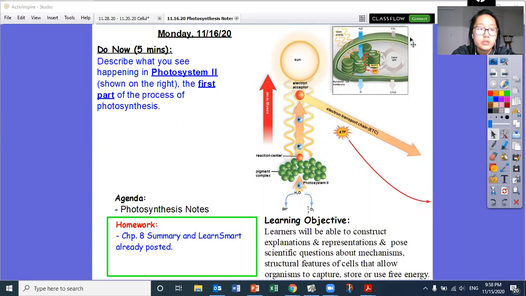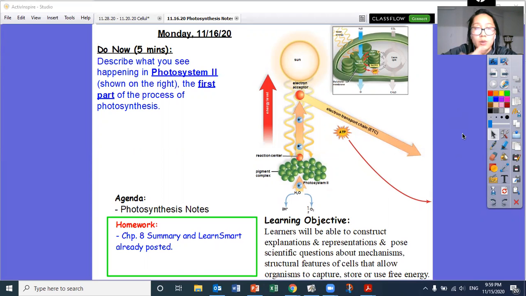And so for your do now, I'm going to ask that you pause right after I explain it and actually try to do what it says. So describe what you see happening in photosystem 2. This is the diagram shown right here on the right. This is the first part of the process of photosynthesis. It's a lot more detailed than you might have known already, but just describe in 1 or 2 sentences what is happening in this diagram.